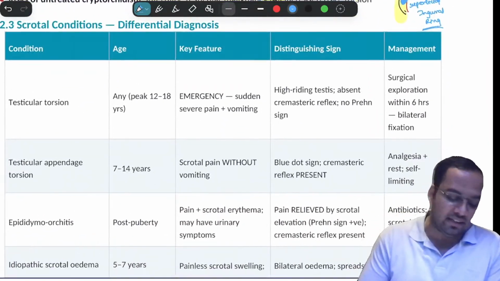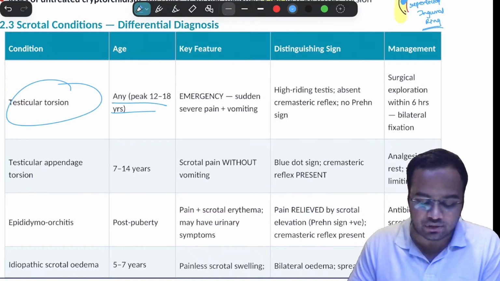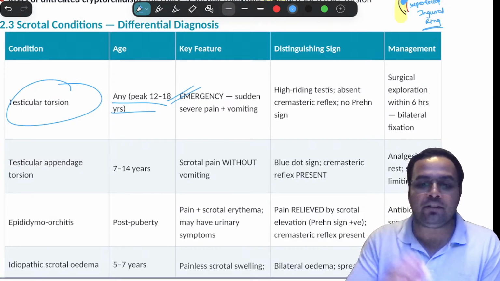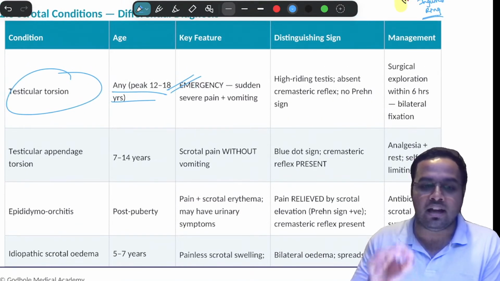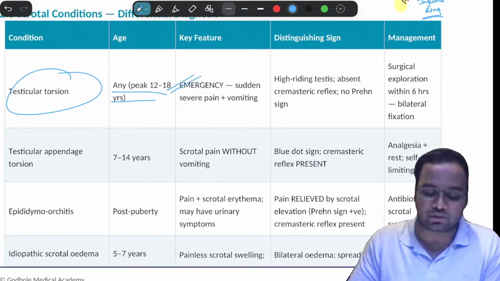So first important thing is a testicular torsion. So usually occurs between 12 to 18 years of age, and it is always an emergency. So don't wait for a Doppler. So never wait for a Doppler for confirmation of diagnosis. You can go for a scrotal exploration.